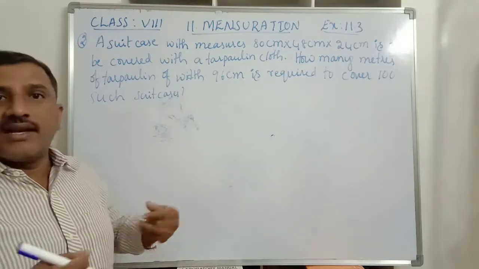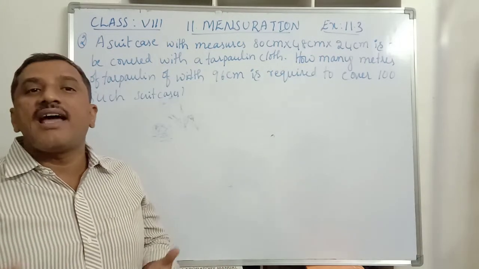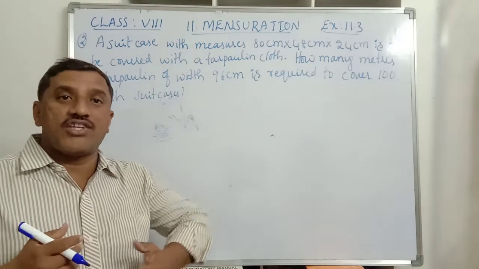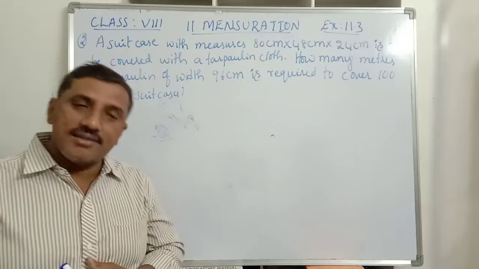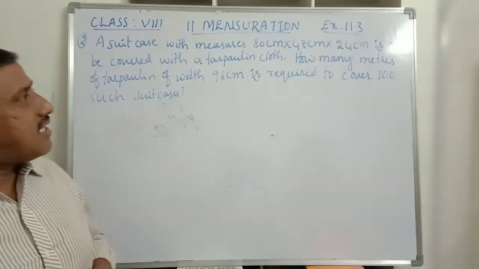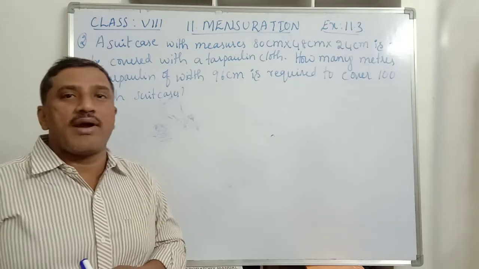What we discussed in the last class about the surface areas of three-dimensional figures, that is solid shapes, especially cuboid, cube and cylinder. With that knowledge, we will solve some of the problems from exercise number 11.3.